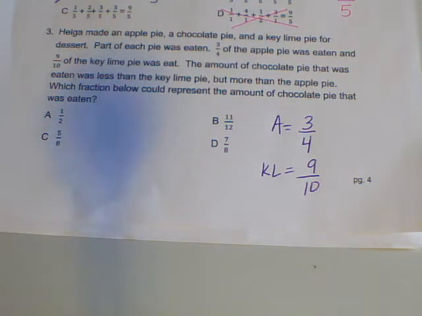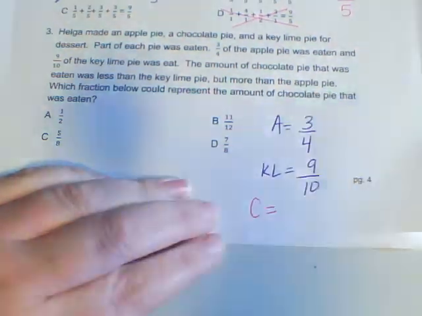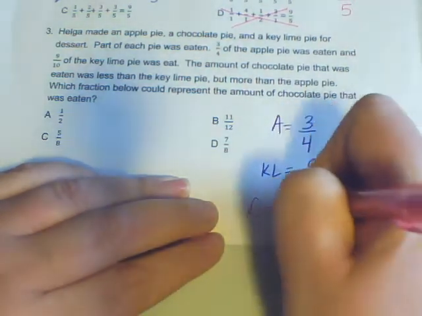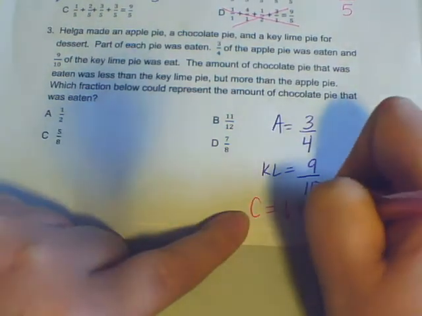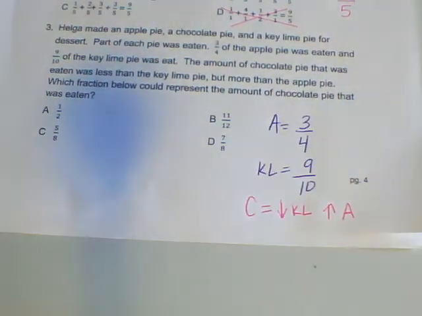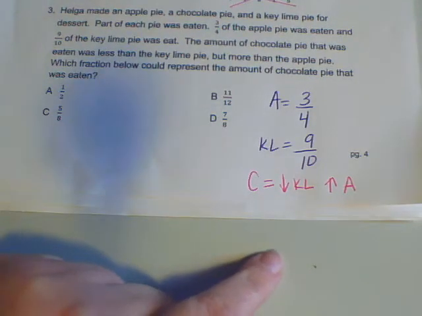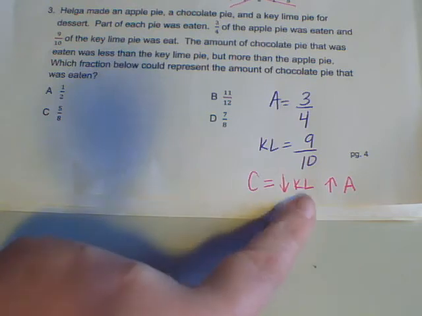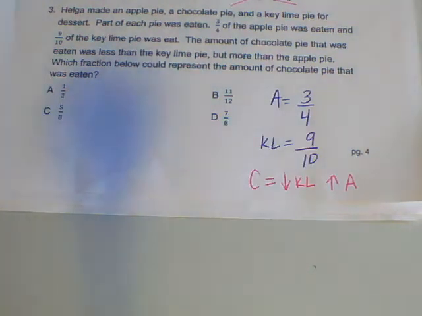The amount of the chocolate pie that was eaten was less than the key lime pie. So the chocolate pie didn't quite eat 9/10. So the chocolate pie was less than the key lime pie, okay? But it was also more than the apple pie. So we need to know which one of these fractions would represent the chocolate pie. We know it had to be less than 9/10, but it had to be greater than 3/4.